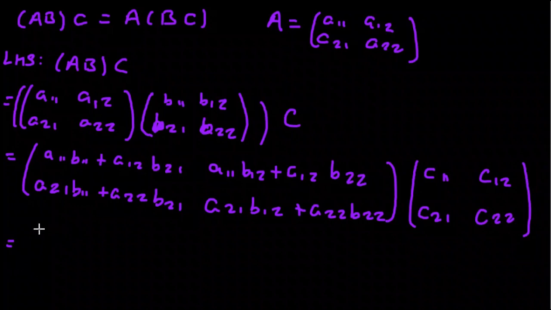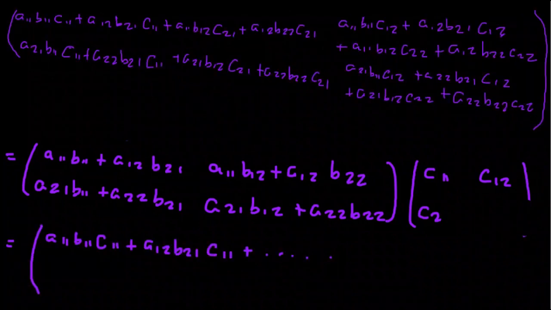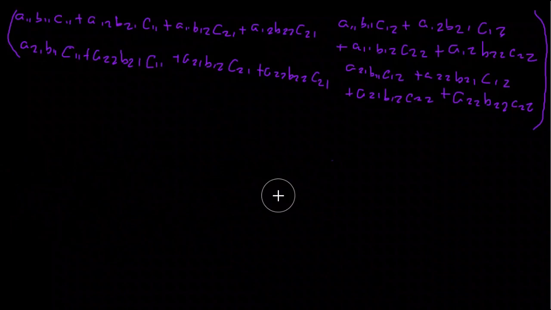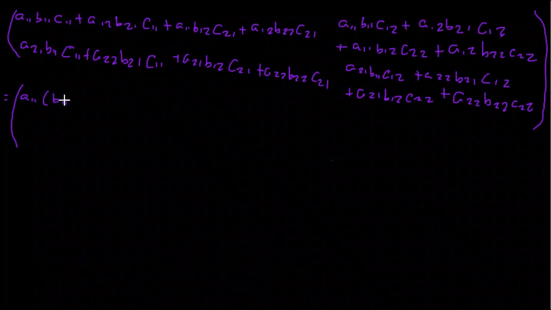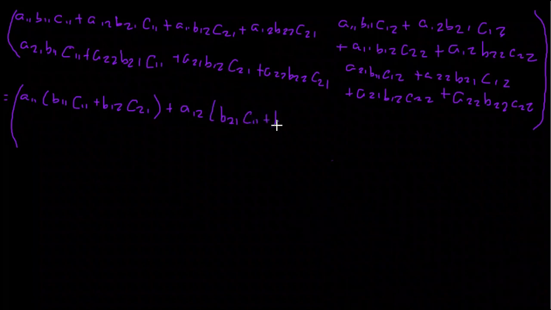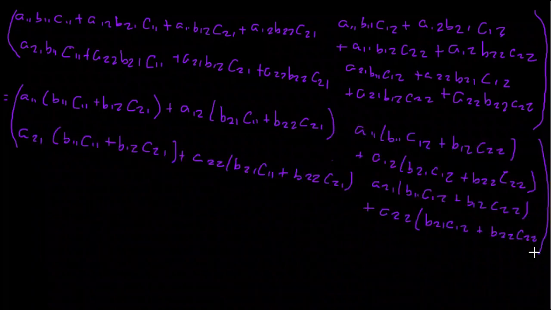This is where it gets a little bit long. So after running through that extremely tedious calculation, this is what we end up with. And we're going to factor out terms involving A. So here we get A11 times B11 C11 plus B12 C21, and then we get plus A12 times B21 C11 plus B22 C21. Okay, so now that's done horribly untidily, but it is done.